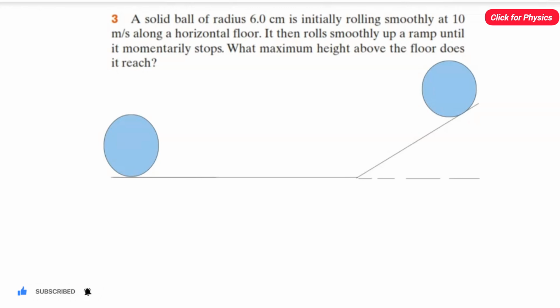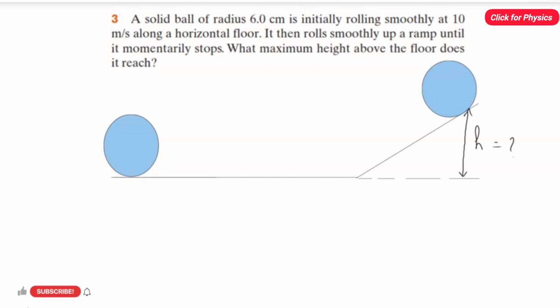Then this ball moves up the ramp, and after it reaches some height, it stops. So what we are going to find is the maximum height the ball reaches with respect to the horizontal surface. That means we have to find the value of h here. And for finding the height, what do we have to use? We have to use the conservation principle, that means the law of conservation of mechanical energy.